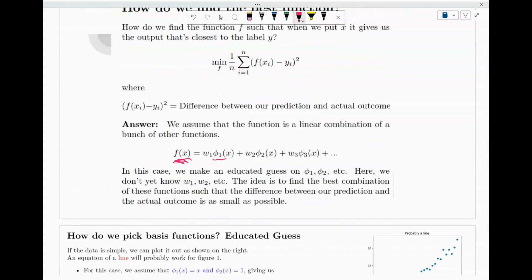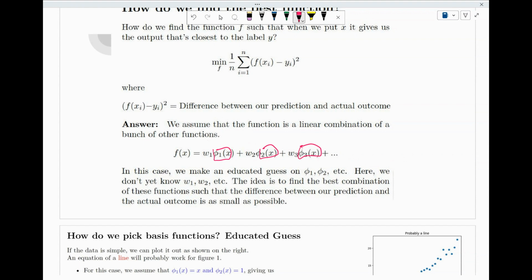So we're going to call them phi 1, phi 2, phi 3, right? These are functions that we make up. We can just make up a bunch of functions, and we are saying that the true function is some kind of combination of these. We don't know what the weights are. What we do know is we pick these functions ahead of time, so we know what they are.